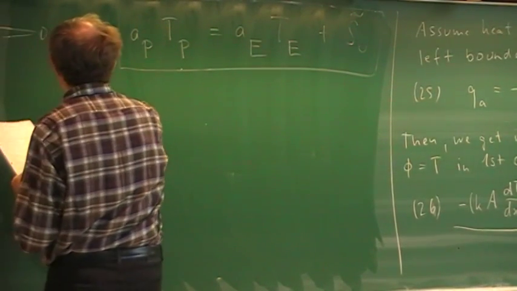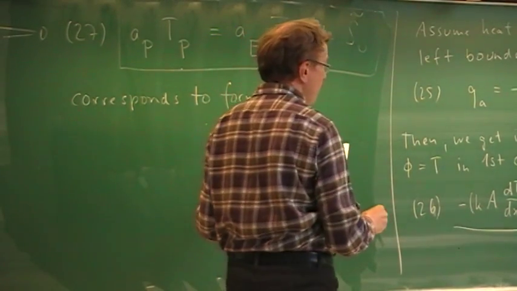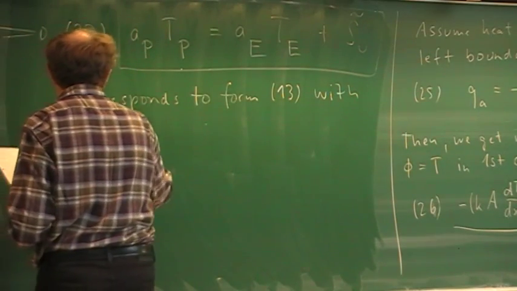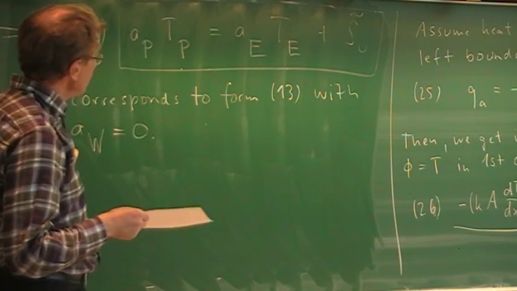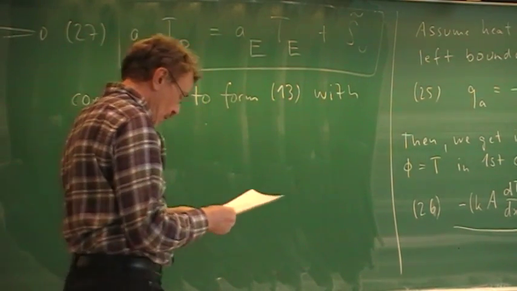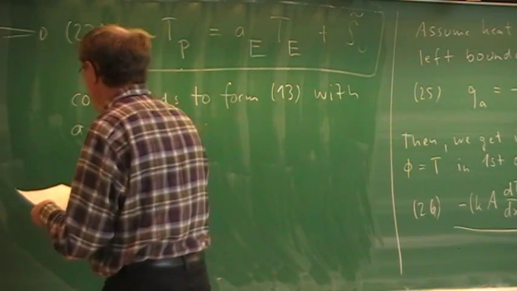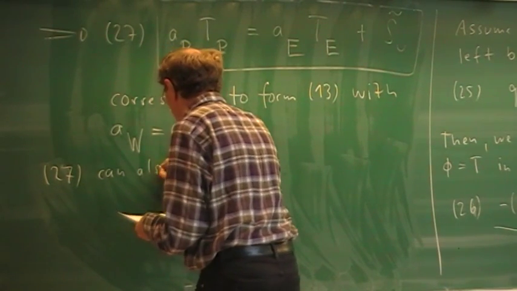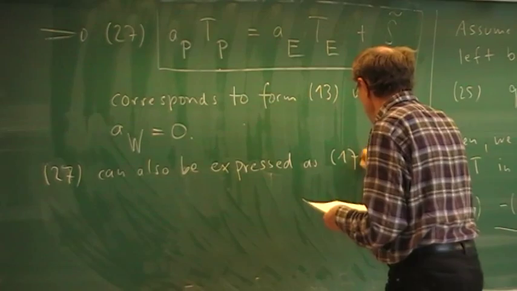And as I said, this corresponds to the general form that we have for the interior cells, 13, where we also have the AW, but in this case the AW is simply 0. So the form of AP as the sum of AE and AW minus SP is still true. Okay, and if we write it in index form, then we can say this equation 27 can also be expressed as the equation 17, that was the index form.